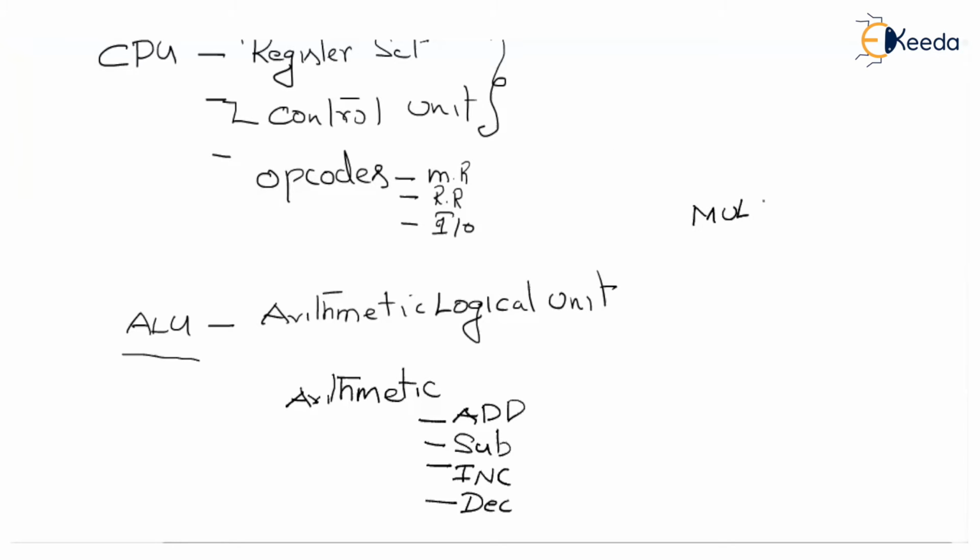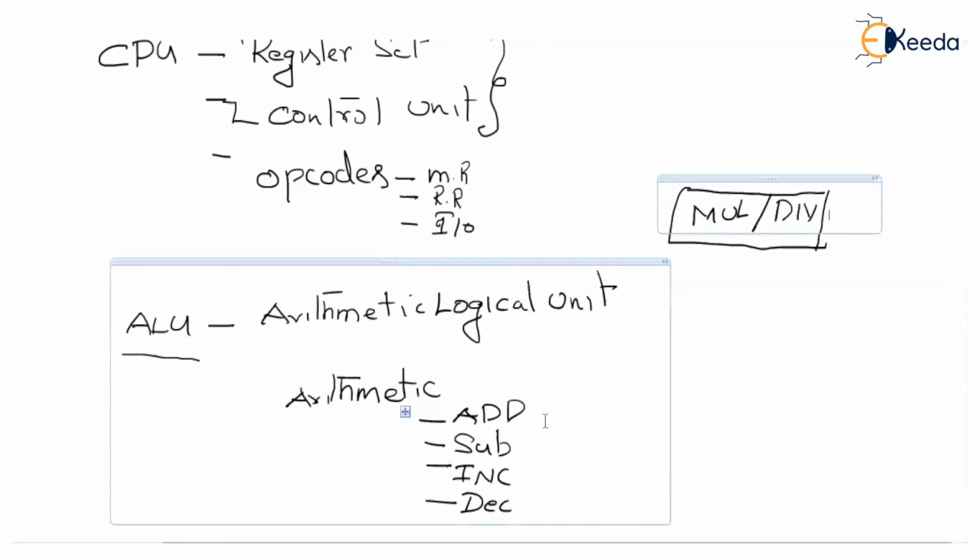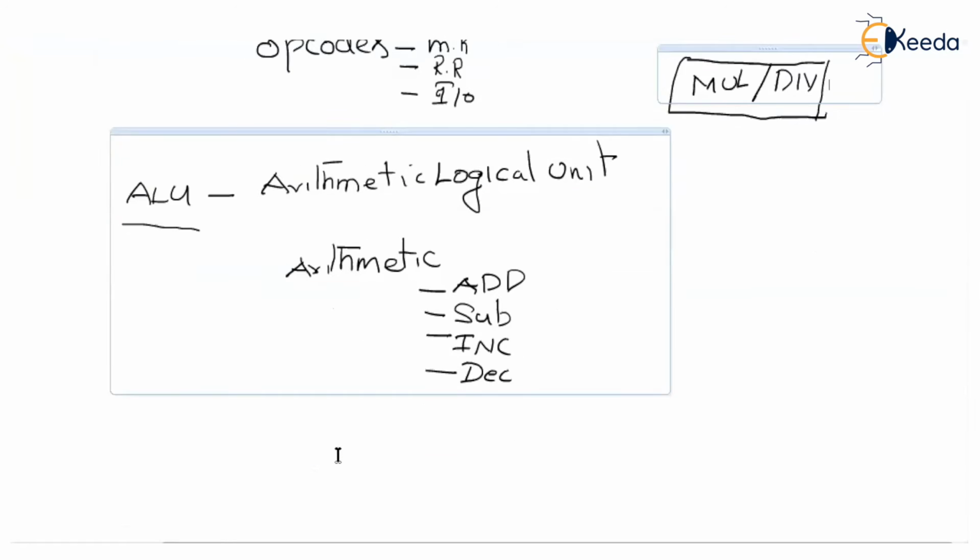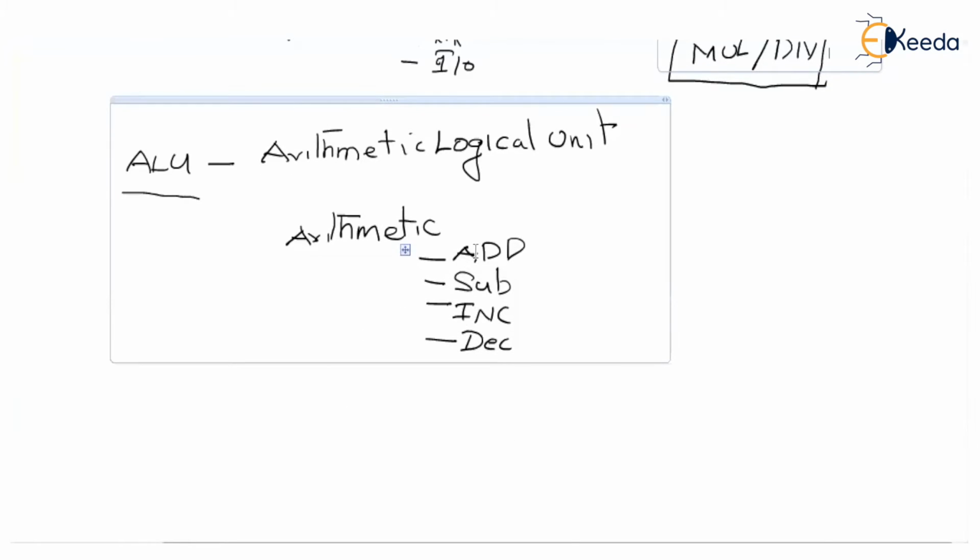If you want to talk about multiplication or division, these are not even a part of regular mathematics. Even in general mathematics, we have no such primitive operations as multiplication and division. These multiplication and division are the derived operations of addition and subtraction. That's it. So my arithmetic unit should be primarily performing addition, subtraction, incrementing, and decrementing. These are the four primary operations needed to be performed by the ALU.